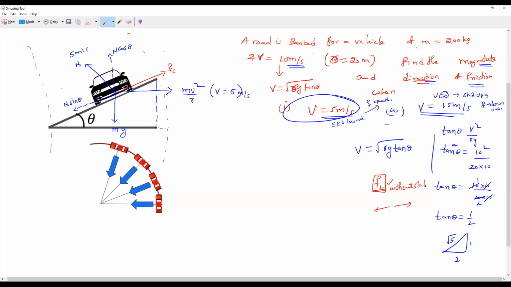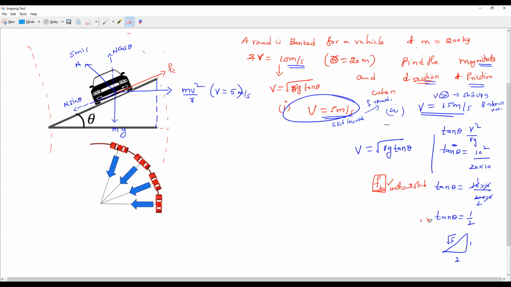If it is skidding inwards or outwards, keep it in mind, the friction keeps on changing. So friction is variable, it is self-adjusting. So is it static friction or limiting friction? It is static friction. That is what I told even in the last class. When it is a banking of road, it is a self-adjusting friction, which is static friction. So that is what you have to remember.